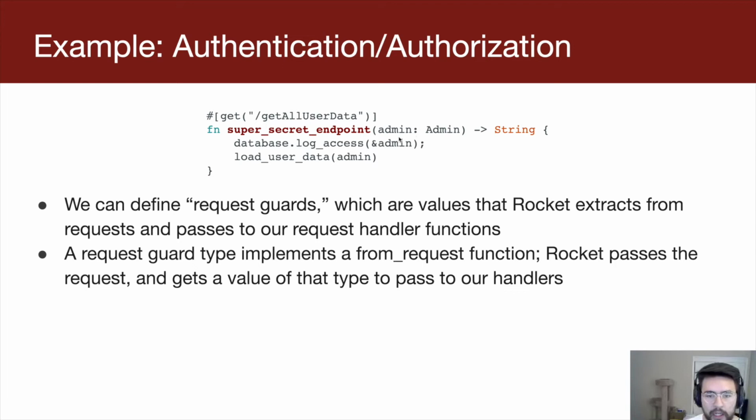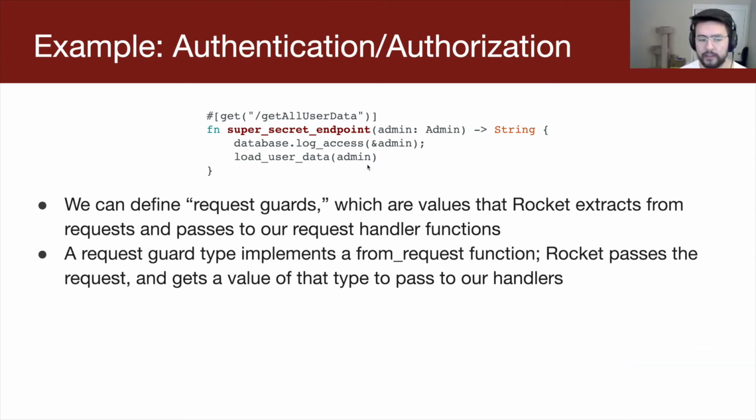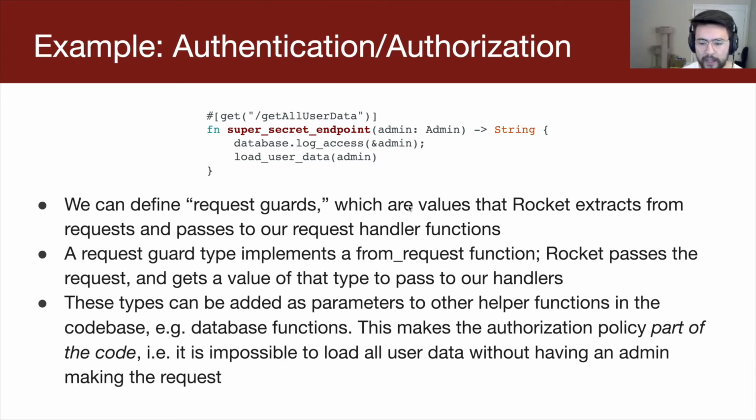And then furthermore, you'll notice I passed this admin object to these other functions like database.log access, and load, maybe this should be database.load user data admin. But you can say, hey, in order to actually load data from the database about all the users, you have to have an admin object. And this makes authorization part of the code. It is not possible to load user data without having a logged in admin. Because the only way to get an admin object is from this request guard, which means it would have had to come from a request with an admin that is actually logged in.